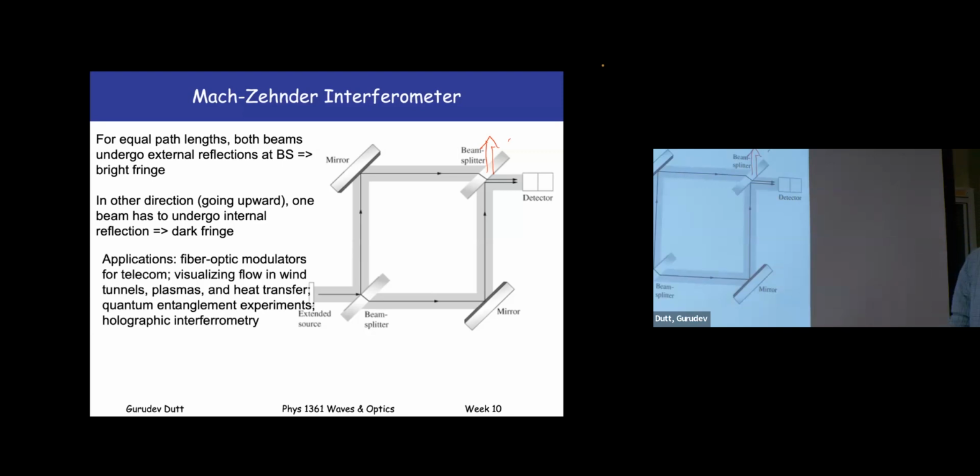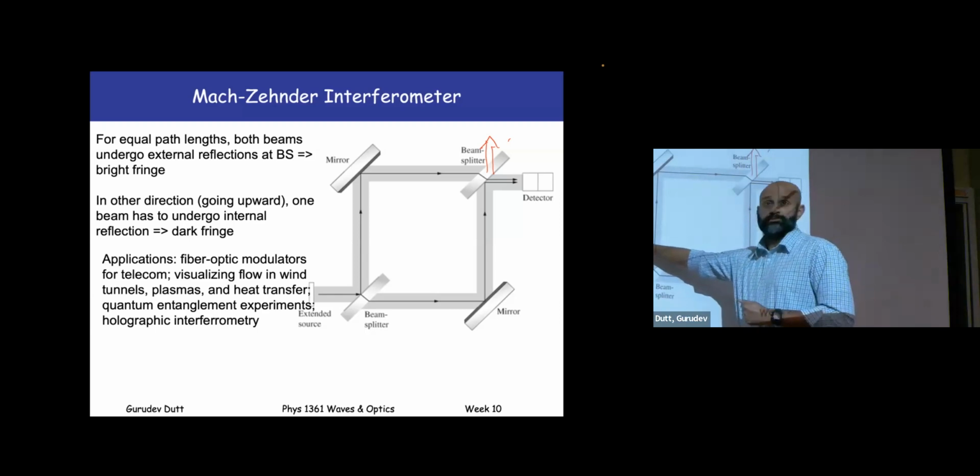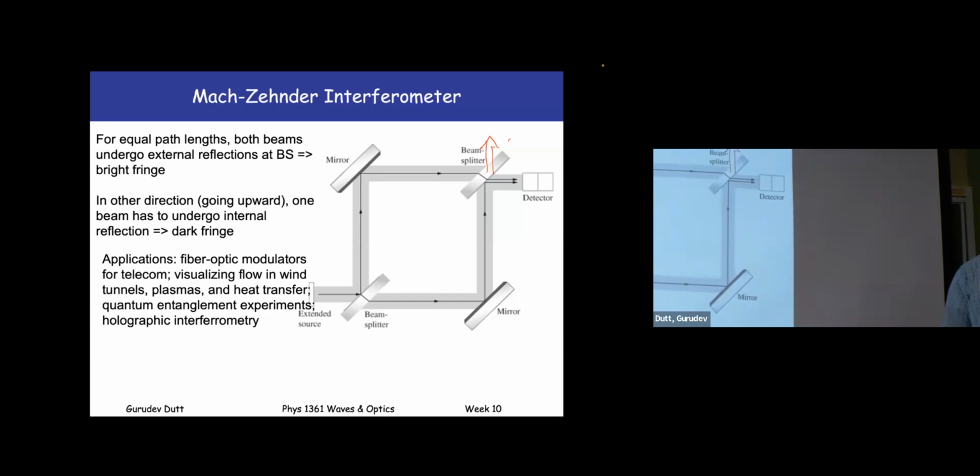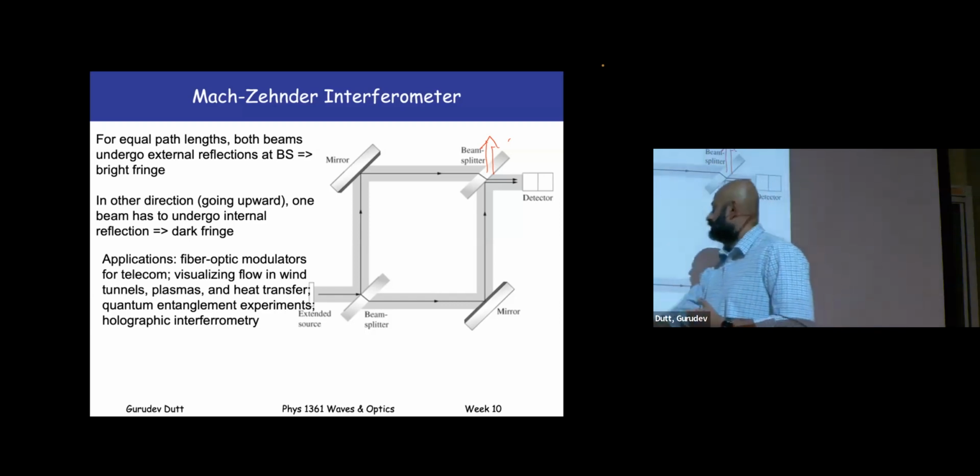Okay. So many applications again of the Mach-Zehnder interferometer. One of the most important ones, probably for day-to-day life, is fiber optic modulators for telecom. For example, all of the telecom switches and so on all have fiber optic modulators that are essentially small Mach-Zehnder interferometers with an electro-optic element inside them.